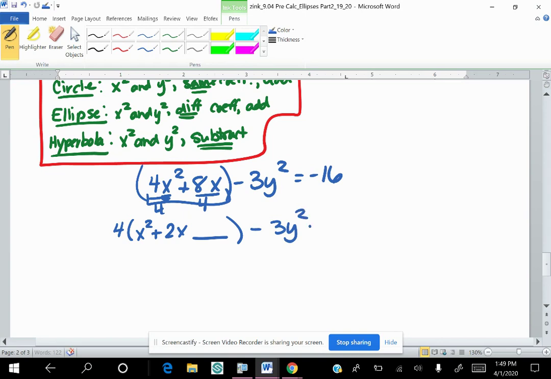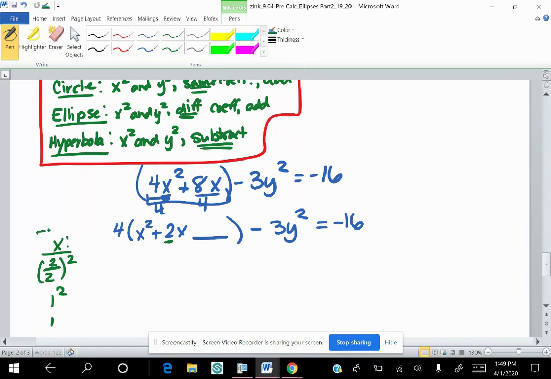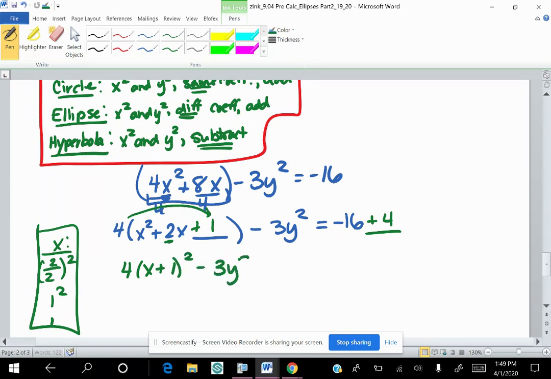There's no other y here, so I'm not going to complete the square for the y's. I'm just going to leave it as negative 3y squared. Now I'm going to do my b over 2 quantity squared. So I'm going to do 2 over 2 squared, which is my new b, not my old b. 1 squared is 1. Add 1 here, but really I'm adding 4 to the left-hand side. Rewrite it as a perfect squared binomial. Add negative 16 and 4 together to get negative 12.